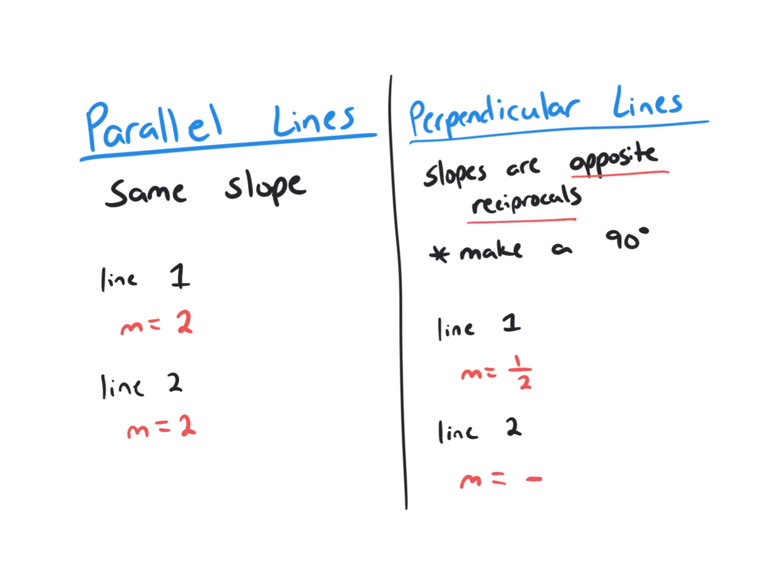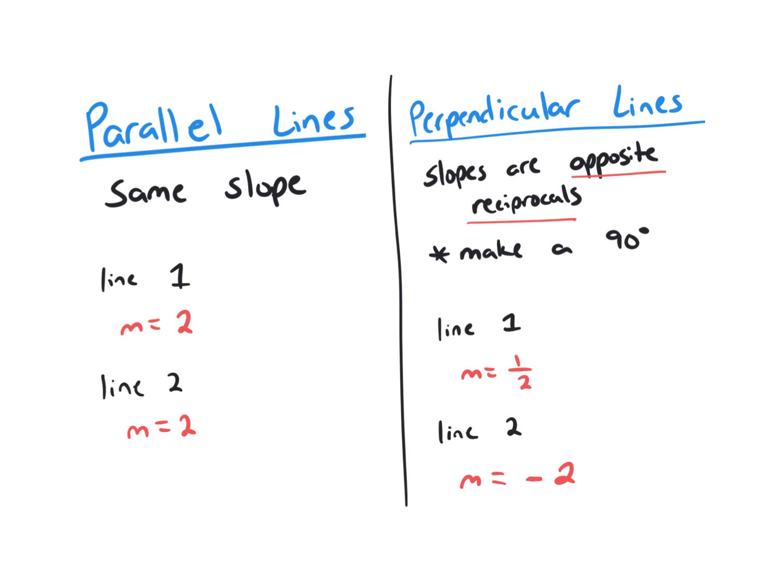What does reciprocal mean? It's where you flip the fraction, right? So whatever's on the top turns to bottom, same thing for bottom to top. So 1/2 turns to what? 2, and you can think of it as 2 over 1, or you can just think -2.